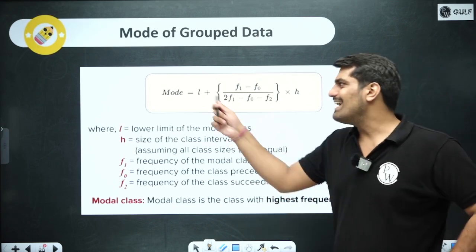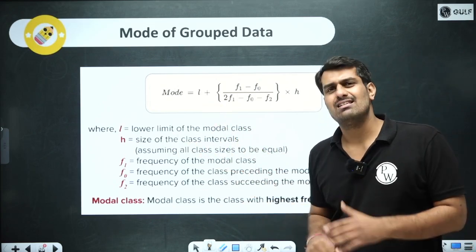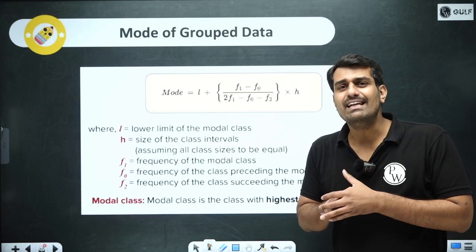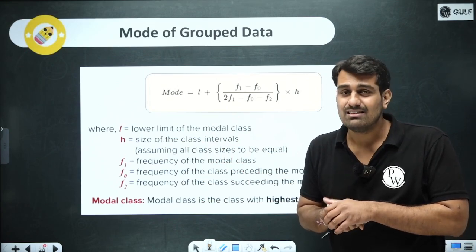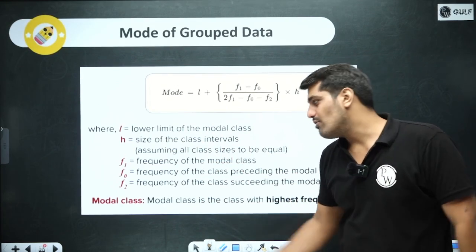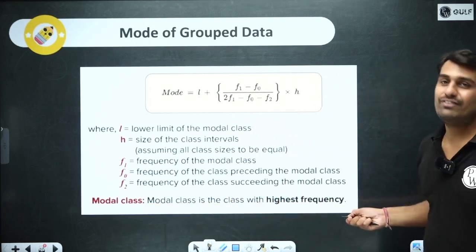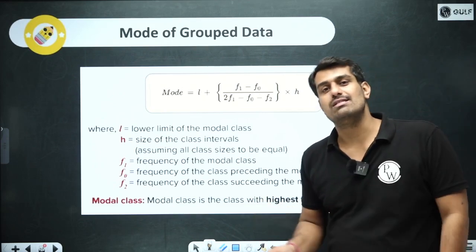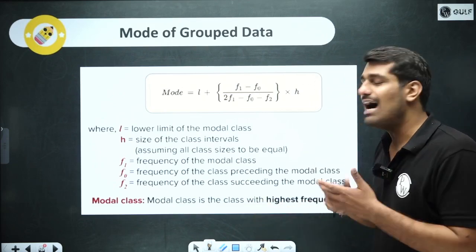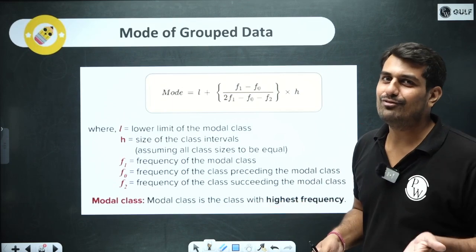In this case, L again is the lower limit of the modal class. Previously we were having the median class. Now we are having the modal class. Modal class can be easily found out. Read the last statement: modal class is the class with the highest frequency. So highest frequency, how do we get to know? For that, you'll have to see the data.